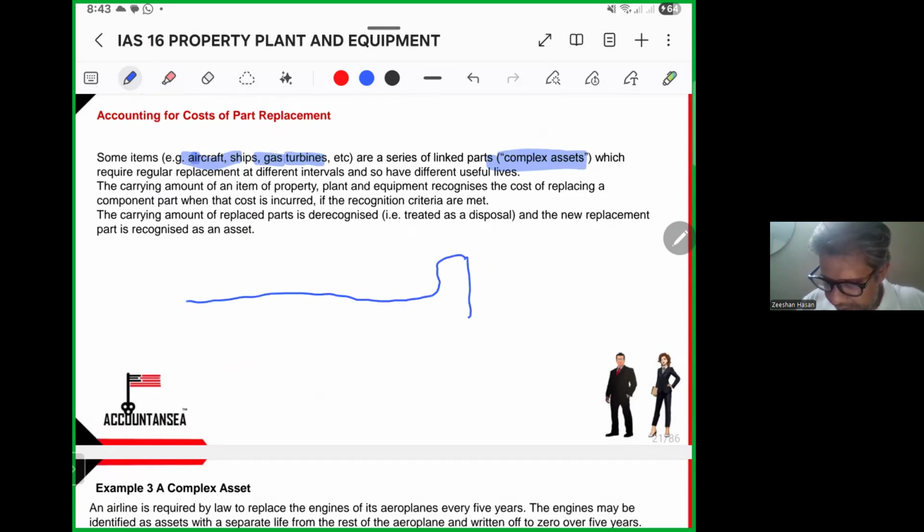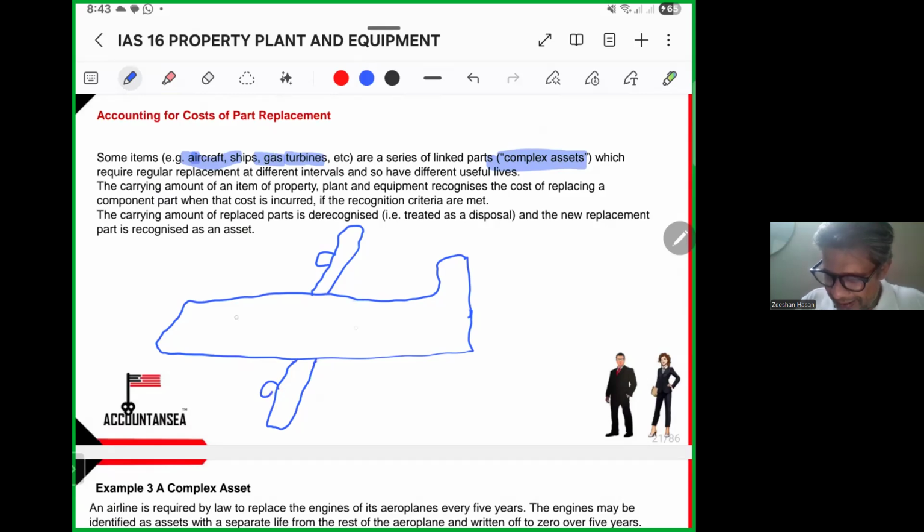For example, this is an airplane. Don't laugh at it. Otherwise, I will book a ticket for you on this aircraft for your next vacation, and you have to travel on it.